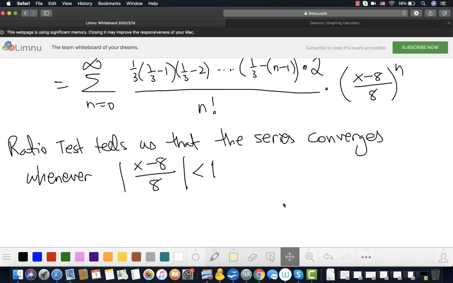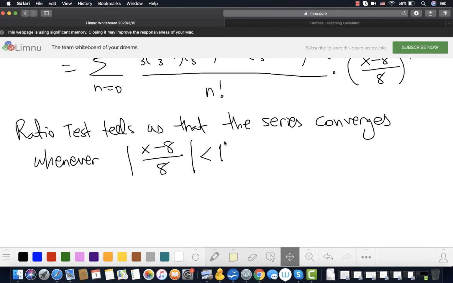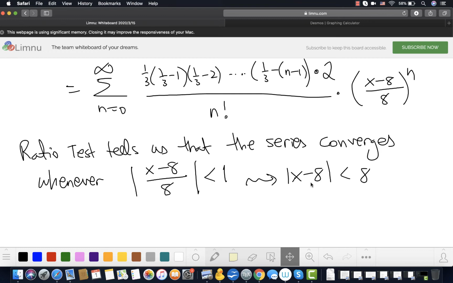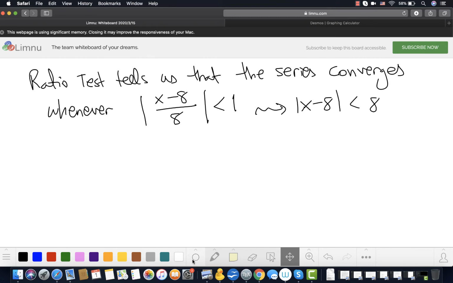But anyways, I just want to point out that the reason you're going to get less than 1 here is because it's coming from the ratio test. Now, this will simplify if you multiply both sides of this inequality by 8. So the series above converges for every x such that the absolute value of x minus 8 is less than 8. I can further simplify this.